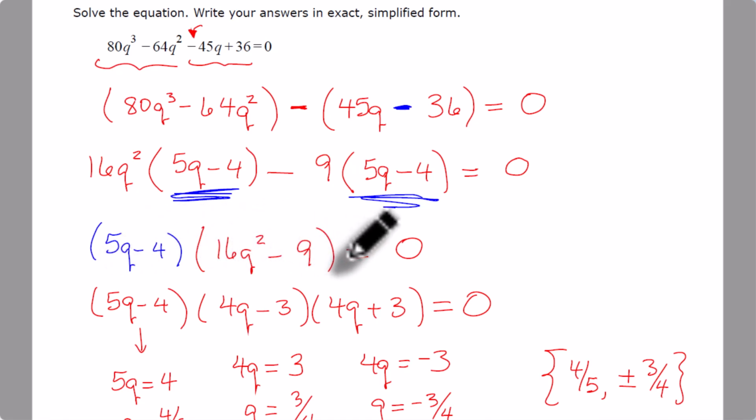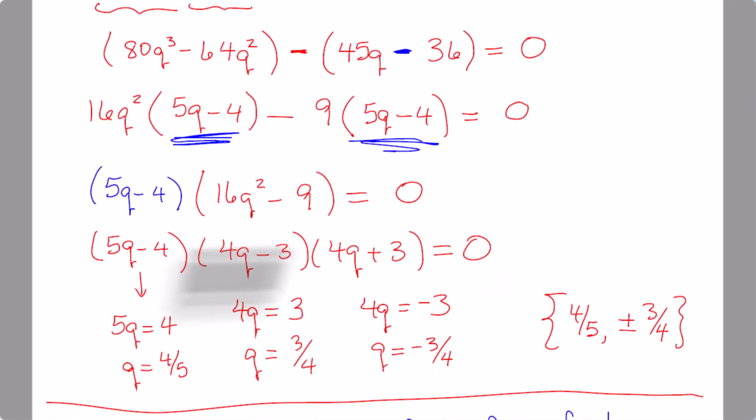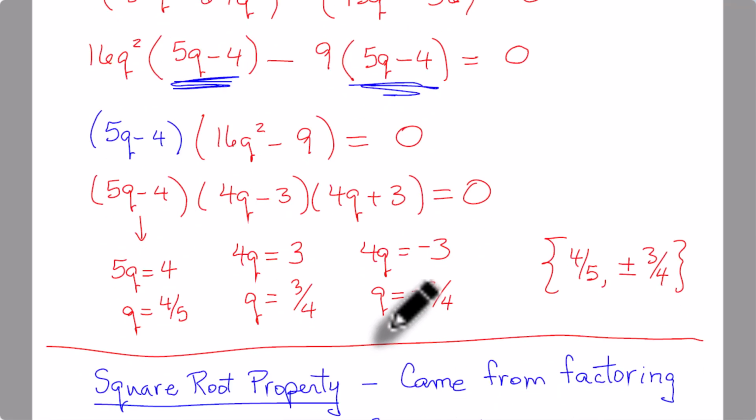I'm wondering, am I done factoring? And the answer is no. Again, I've got something squared minus something squared. And it factors into 4q minus 3, 4q plus 3. And so from there, like always, we grab each piece, set them equal to 0, and solve. Okay. Now, that finishes the factoring part.